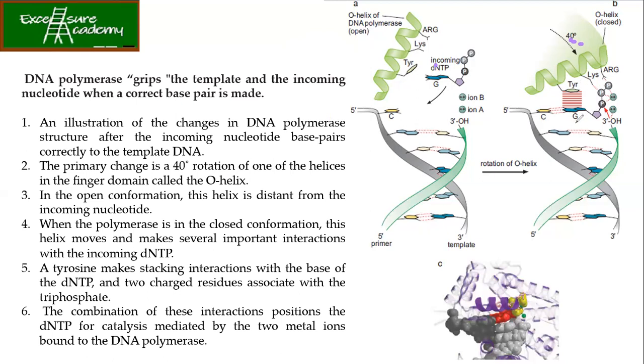It's not necessary that it has to be G. It can be any nucleotide because it has to be any incoming dNTP. Now we also see that it is making an interaction. So here the hydrogen bonds have formed, here the interactions have happened.